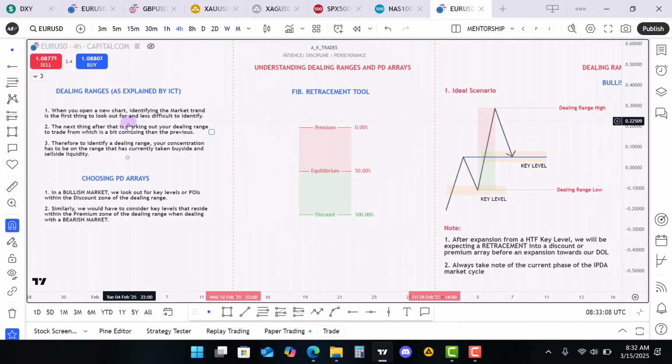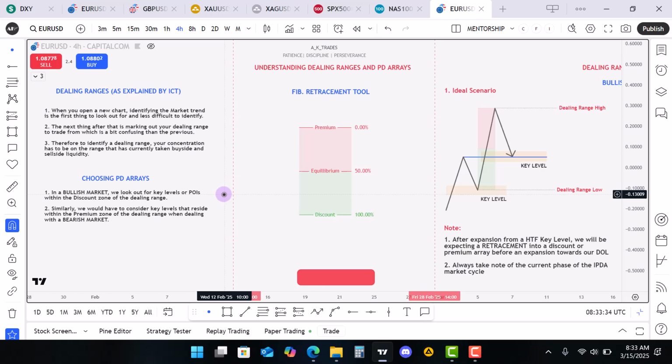Now, when you open a new chart, identifying the market trend is the first thing to look out for and less difficult to identify in most cases. The next thing after that is marking out your dealing range to trade from, which is a bit more confusing than the previous. Therefore, to identify a dealing range, your concentration has to be on the range that has currently taken buy side and sell side liquidity.